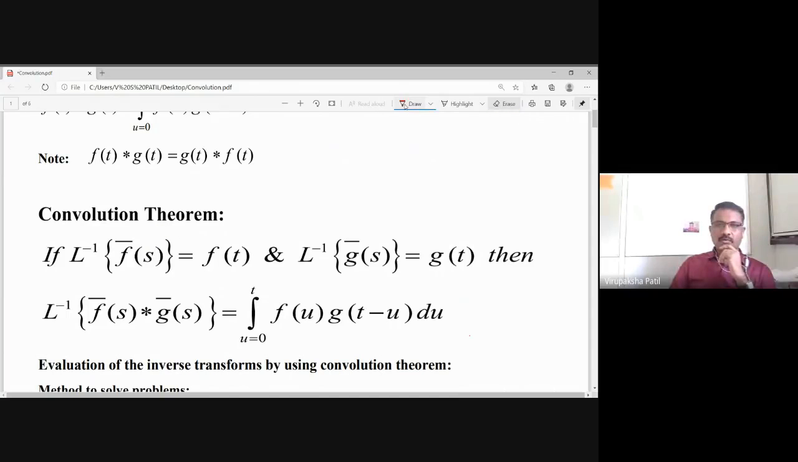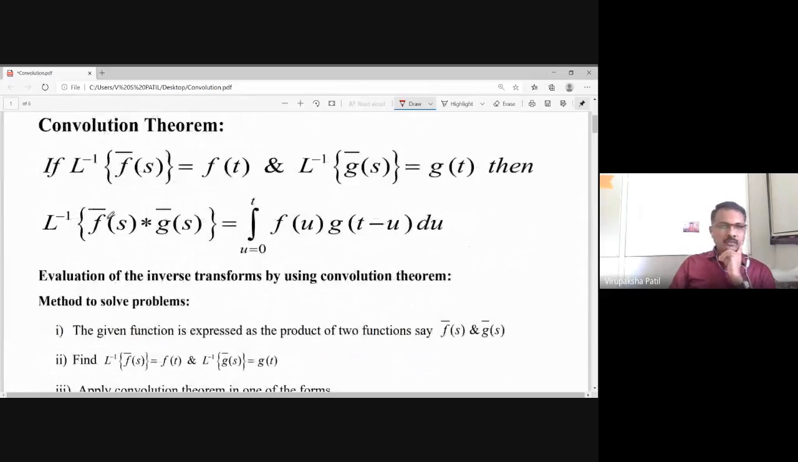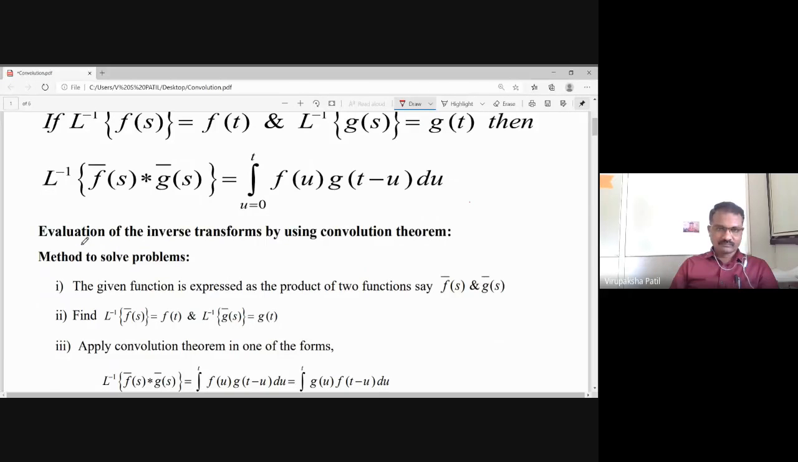But according to the convolution theorem, even if it is a product, you can take the inverse outside and, using this integral, you can find the inverse of a product of these two given functions. All those things we'll discuss. Now, evaluation of the inverse transform by using the convolution theorem.